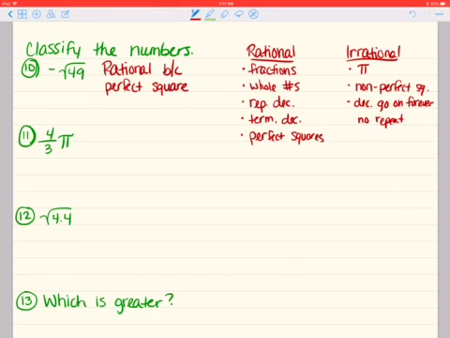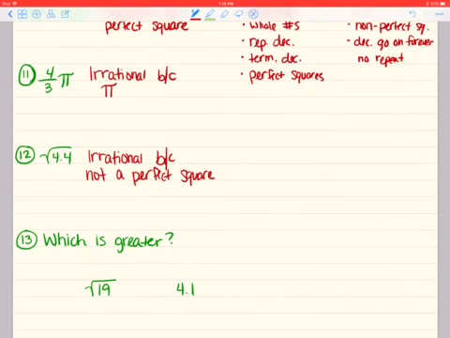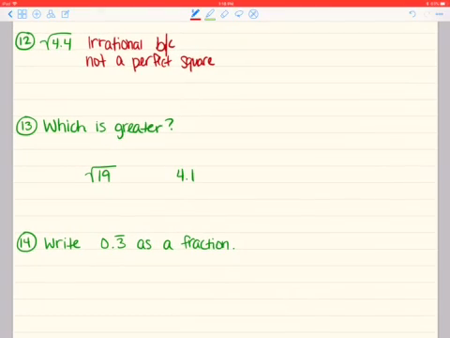Okay, number 11, 4/3 pi. It has pi in it, so it is irrational because of pi. Number 12, the square root of 4.4. Well, that's not a perfect square, so that's going to be irrational.